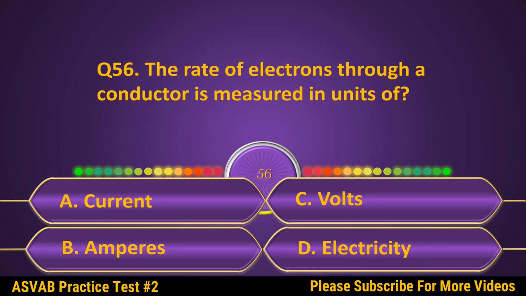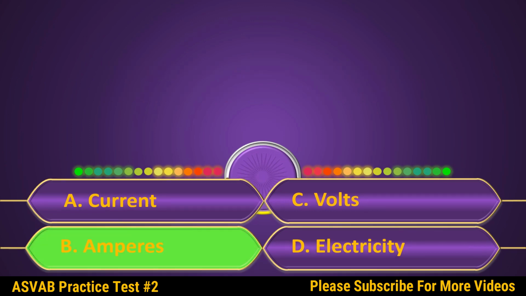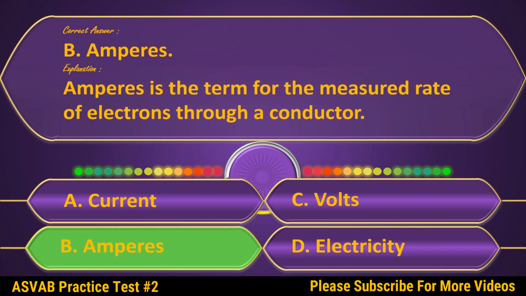Question number 56. The rate of electrons through a conductor is measured in units of, and the options are A. Current, B. Amperes, C. Volts, D. Electricity. The correct answer is option B, amperes. Amperes is a term for the measured rate of electrons through a conductor.